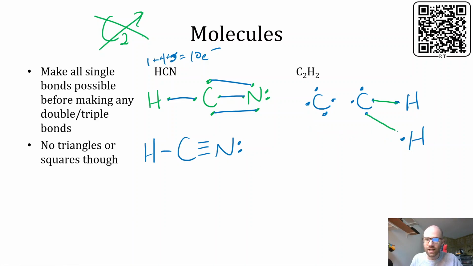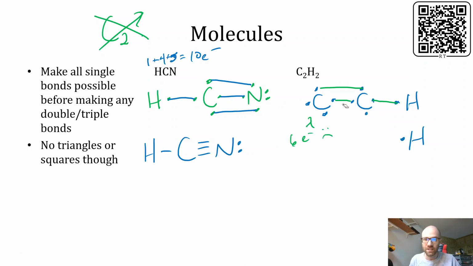Let me see how I pair things up, right? So we've got a bond there, and we got a bond there. So now your carbon on the right is done. So we can't do that again, right? This carbon on the left, this would be 6 electrons. That's not great.